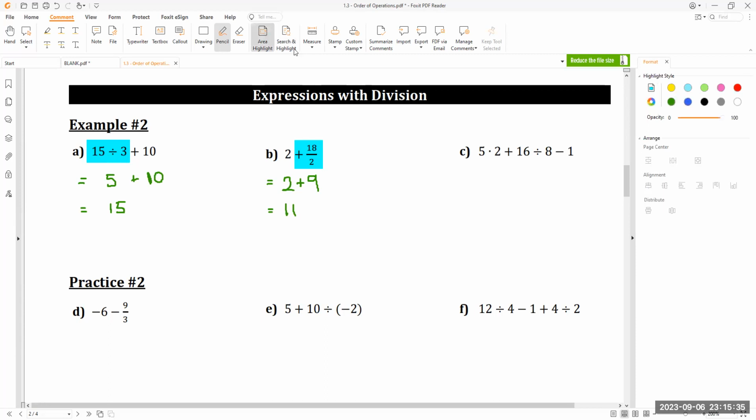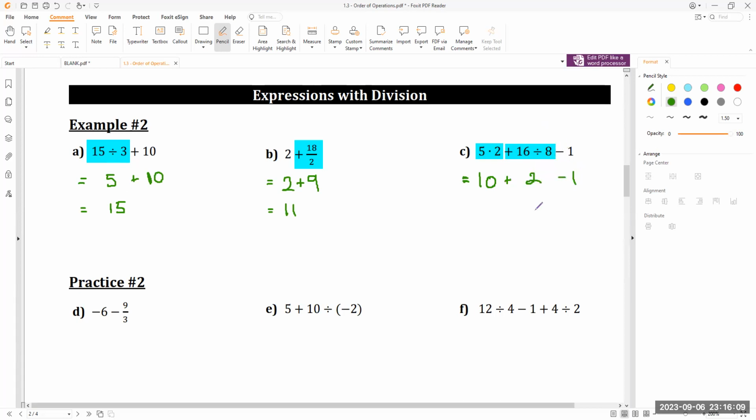Next, I see a multiplication separated by a plus. I also see a division, and that's separated with a -1. Okay, so let's do this. Equals. I'm going to do the division and the multiplication at the same time, because multiplication and division can be done at the same time. 5 times 2, 10. Positive 16 divided by 8, it's a positive 2, and -1.